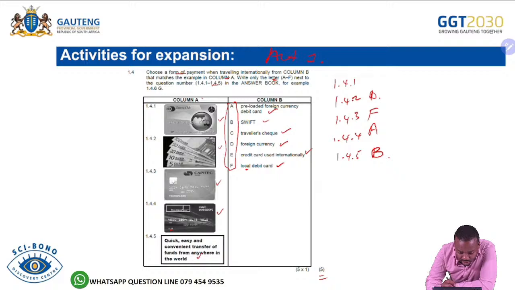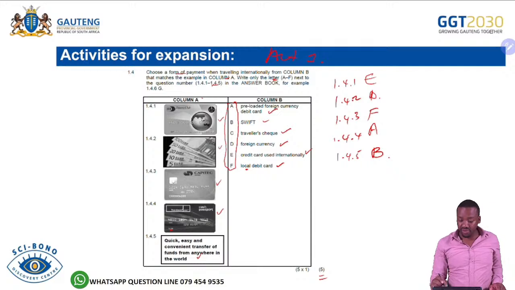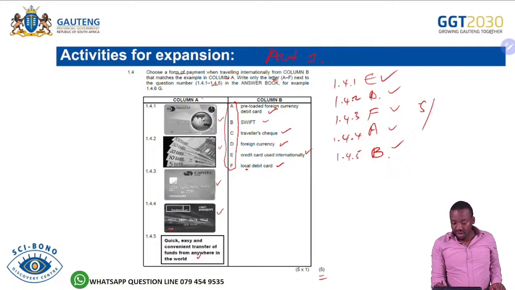And then the last one, which one is missing? Diners Club. No, it is a credit card used where? Internationally. Then it is going to go under 1.4.1, E. D, F, A, B. So which one do we not have there? A traveler's check. That was our first activity. Then 1 mark, 1 mark, 1 mark, 1 mark, 1 mark. Then you get your 5 out of 5.